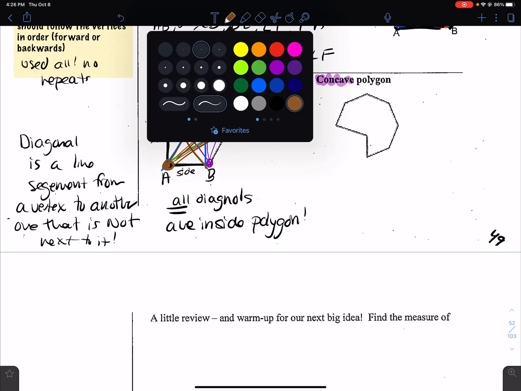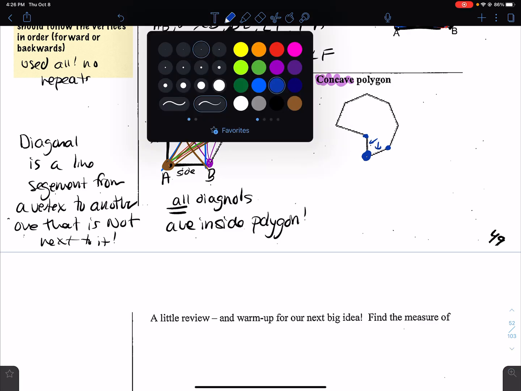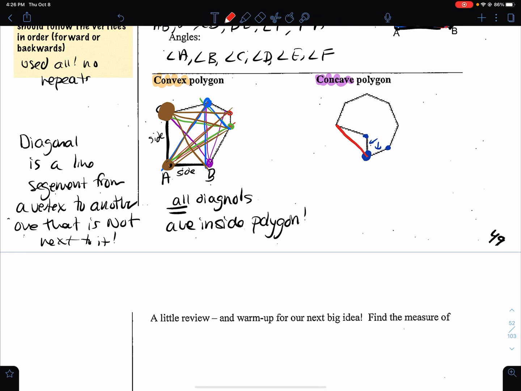In comparison, when we look at the concave polygon, see how this point here has 2 sides? I can't connect it to that one or to that one for my diagonal because they're right next to it. But if I were to connect this one to that vertex right there, we can see that the diagonal lies outside of the polygon. So as long as we have one of those, so at least one diagonal lies outside the polygon.